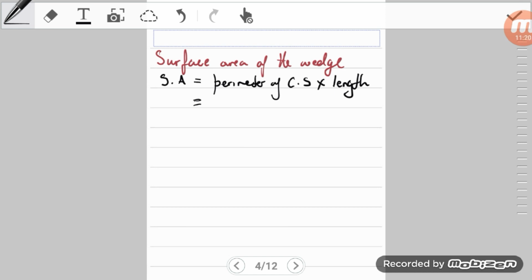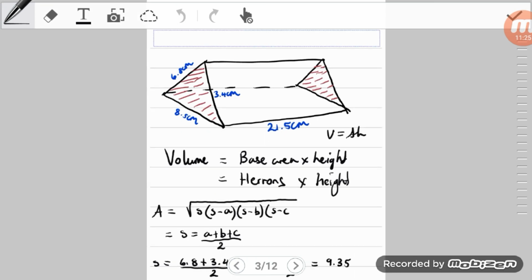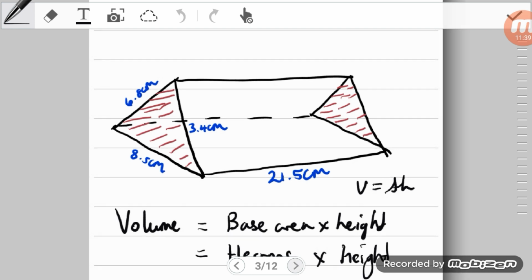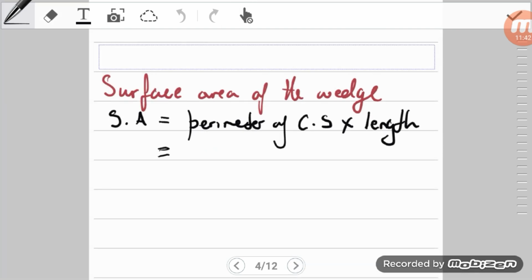All right, so now the perimeter of the cross-sectional face, let's just go back to our diagram here and look. Here's our cross-sectional face and we need the perimeter. Now the definition of perimeter means the distance around the face. In this case all we can do is simply add all the sides. So that's going to be 6.8 plus 3.4 plus 8.5, and all of that is going to be multiplied by the length, which is 21.5.